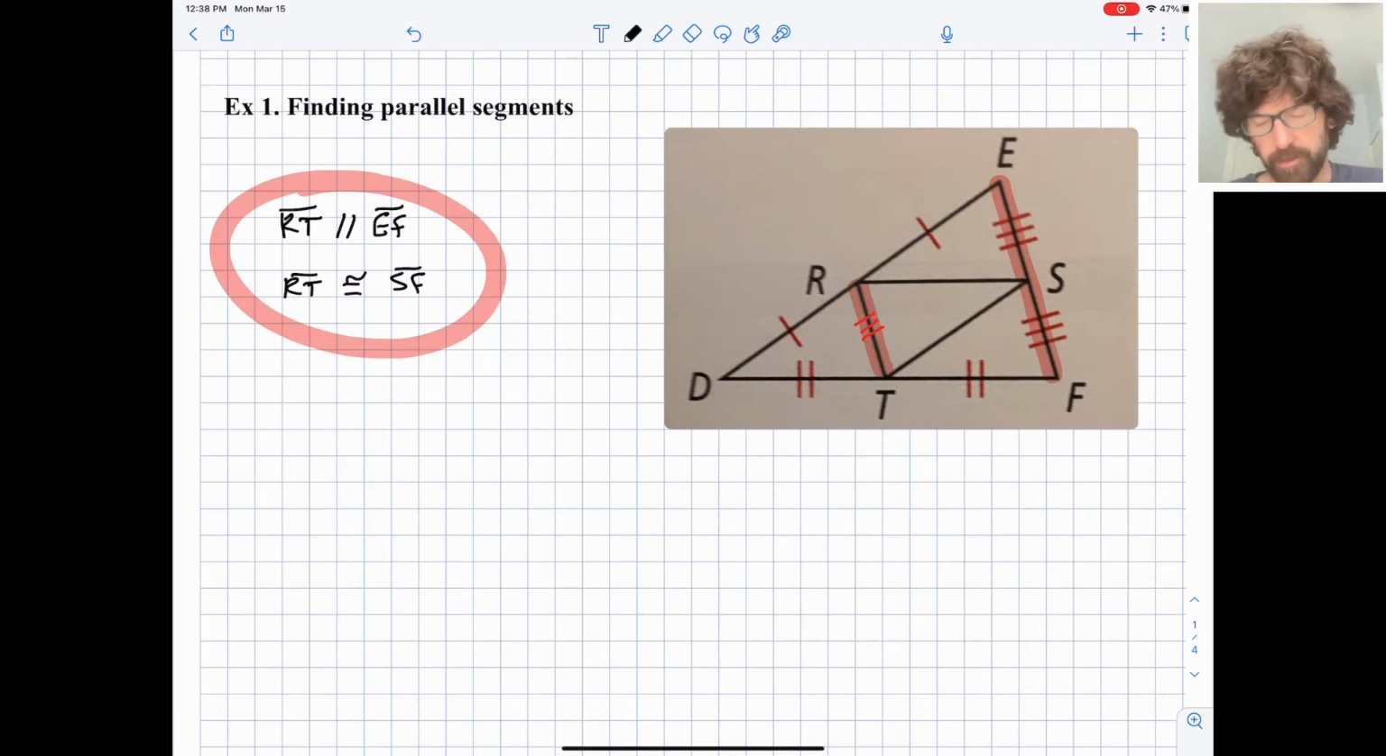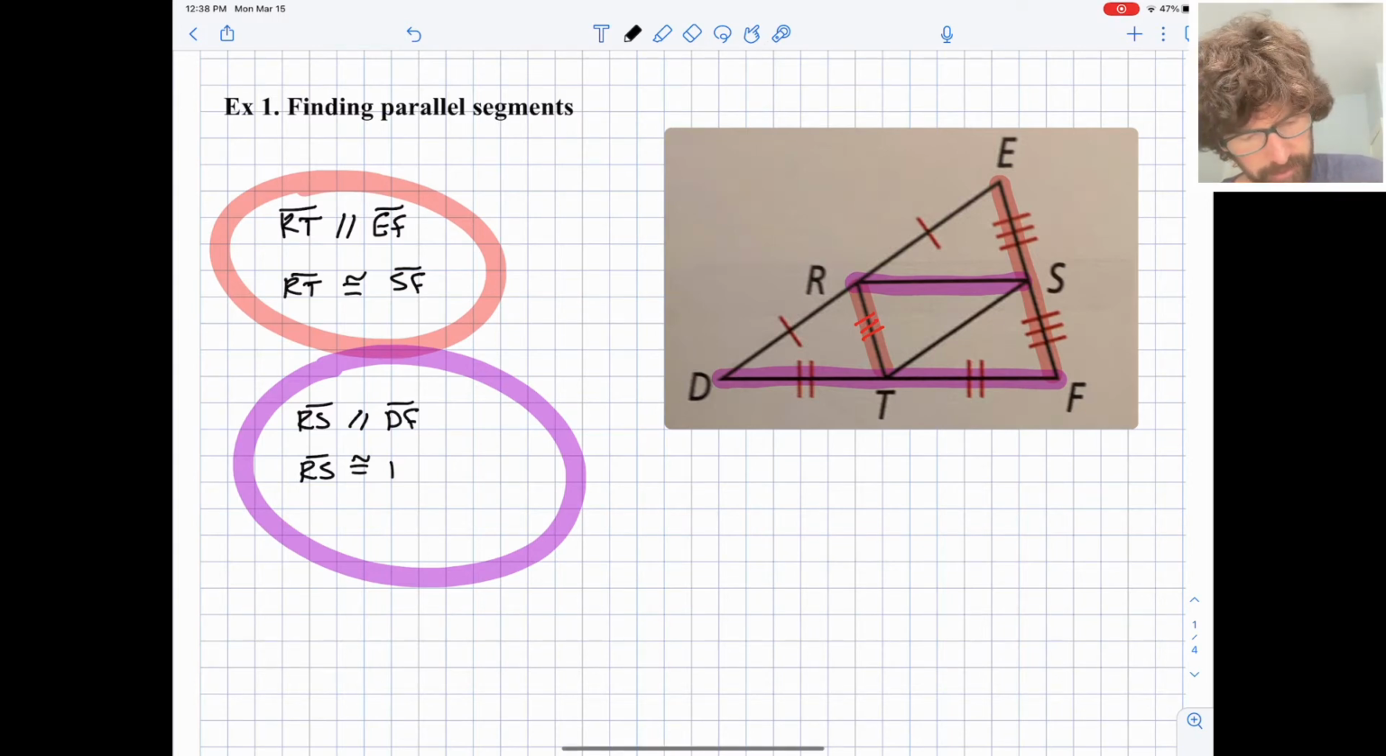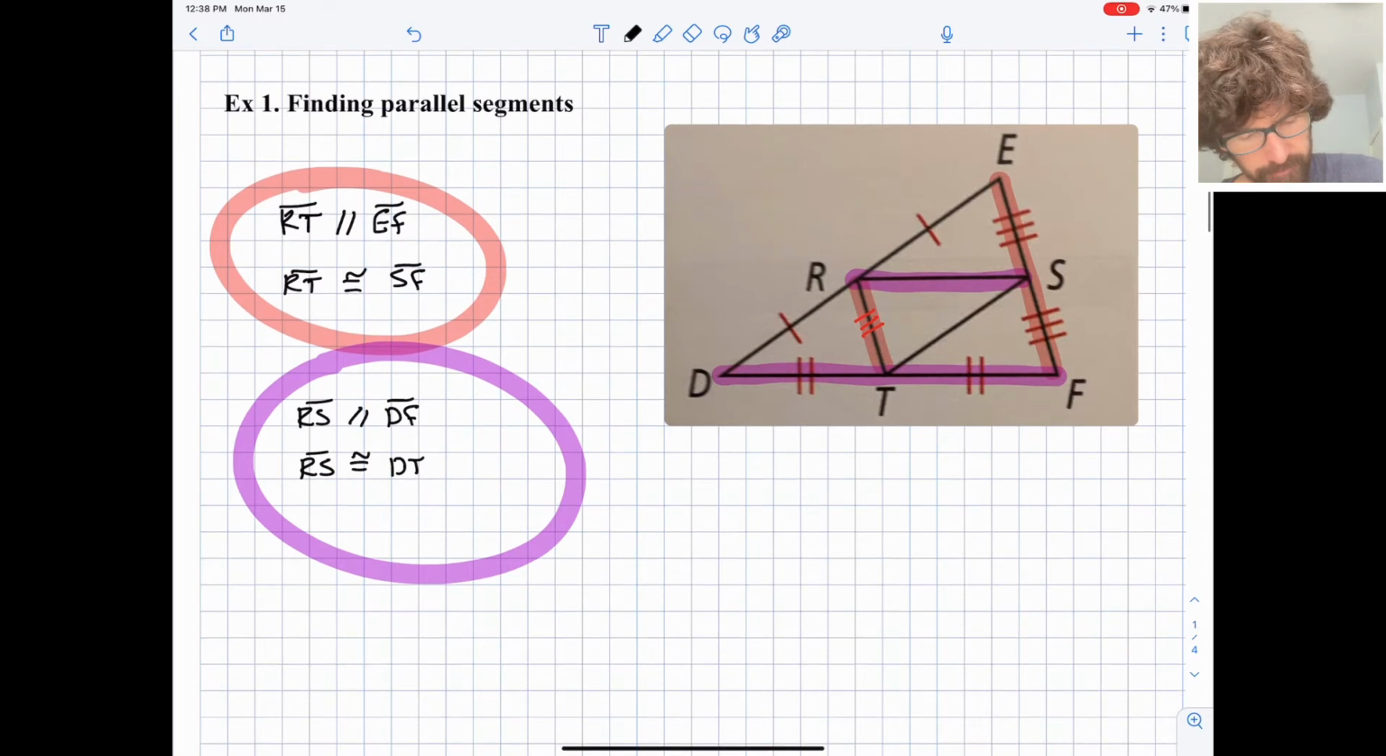There are three midsegments, so you could do this three times over, but we'll do it once more with a different color. Let's look at RS and DF. We can conclude that RS is parallel to DF. And we can also conclude that line segment RS is congruent to half of line segment DF, so that would be DT or TF. Those are a couple examples of some of the things that you can get using midsegments.